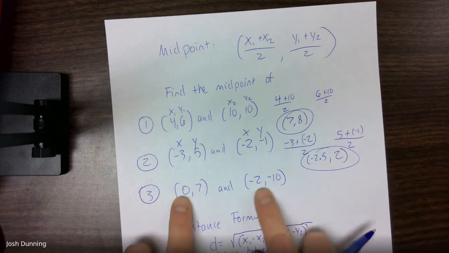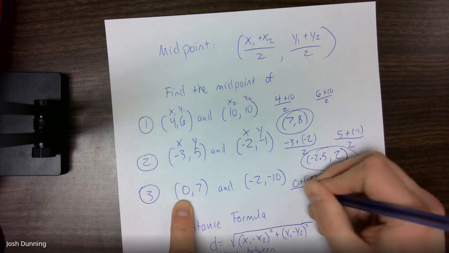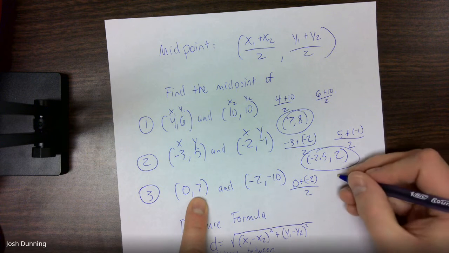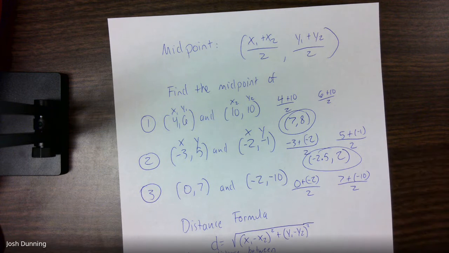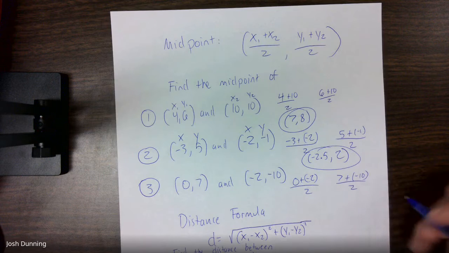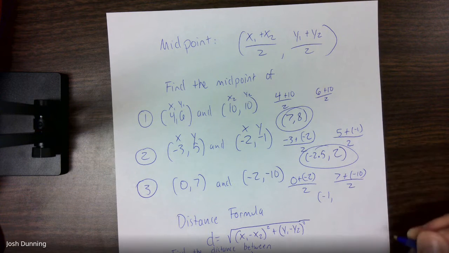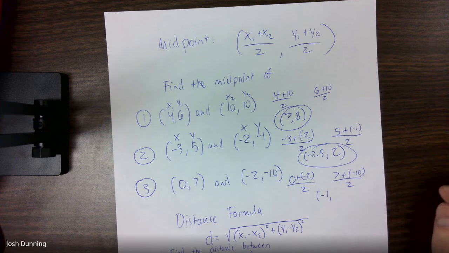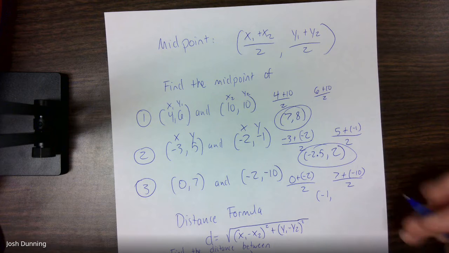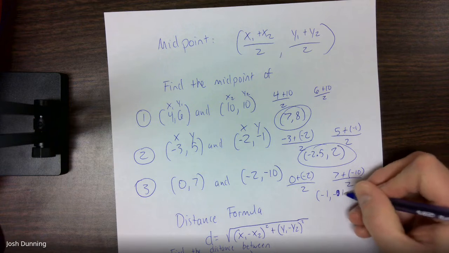Number 3. Add your x's up. Divide by 2. Add your y's up. Divide by 2. 0 plus negative 2 is negative 2. Divide that by 2. Negative 1. 7 plus negative 10 is negative 3. Negative 3 divided by 2. Negative 1.5.